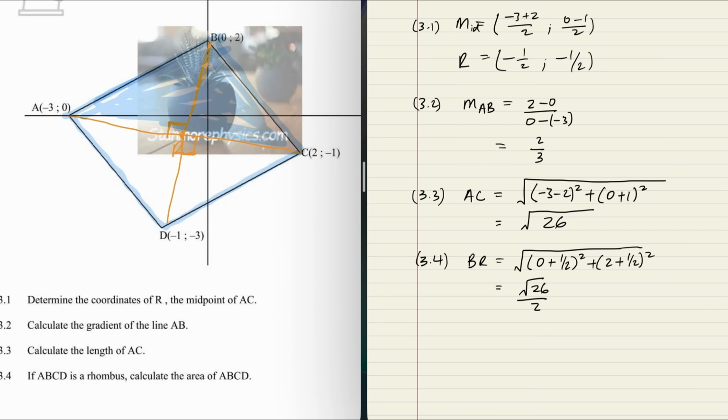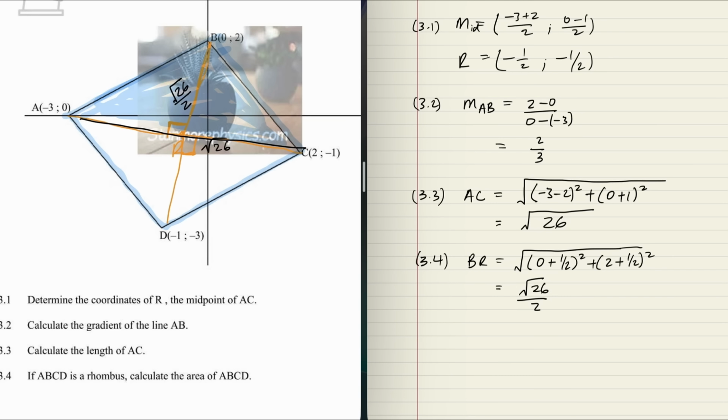So this has a length of square root 26 over 2. And we know the length of AC, we worked it out, this whole thing here has a length of the square root of 26. So I can calculate the area of that blue triangle.